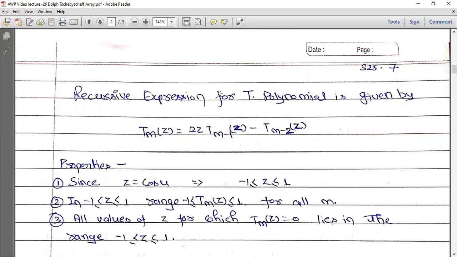So using this recursion formula, we can find the Chebyshev polynomial for any integer degree m, provided you find all these Chebyshev polynomials in a sequence. You have to first remember that T0z is 1, T1z is z, T2z is 2z square minus 1. These three things you have to keep in your mind, and then using these you can find T3, then using T3 and T2 you can find T4, then using T4 and T3 you can find T5, and T5 and T4 you can find T6, and so on. In this manner you can find Chebyshev polynomials in a sequential manner.